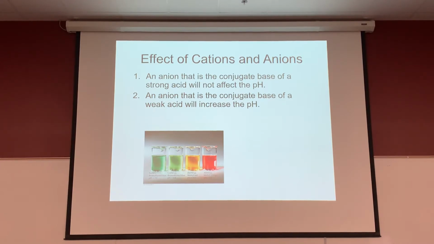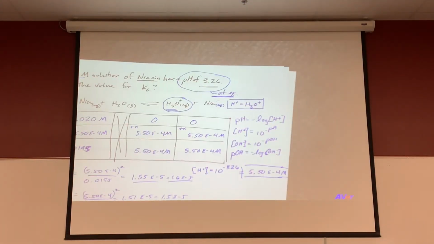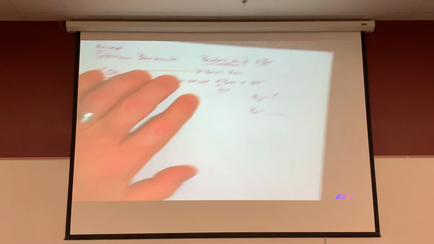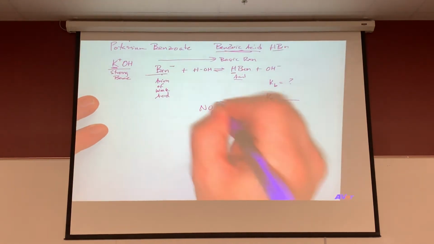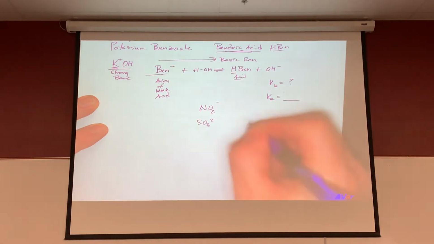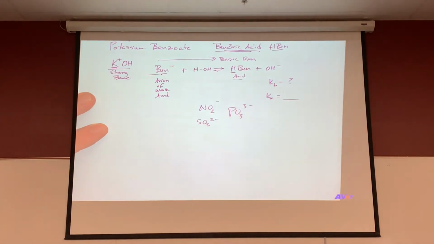Like an anion that does? Yeah, so when you're looking at anions that do impact acid and base, you're looking at stuff like benzoate, nitrite, sulfite, phosphite. Those are all the anions of weak acids.